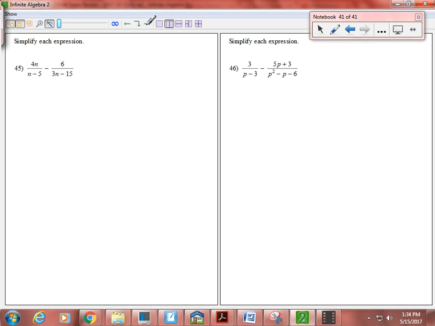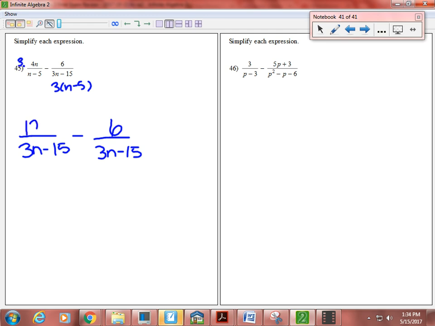45, I have to find a common denominator. Well, this is really 3n minus 5. So that is going to be my common denominator, 3n minus 15. The only thing is I can leave the right-hand side the same. The only thing I need to do on the left-hand side is multiply it by 3. So I'm going to get 12n. And then put all this together and get 12n minus 6 over 3n minus 15.